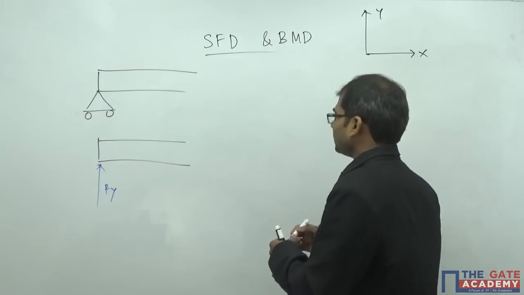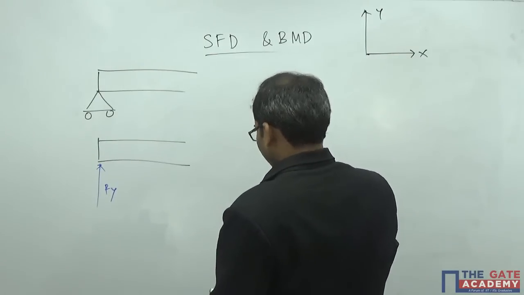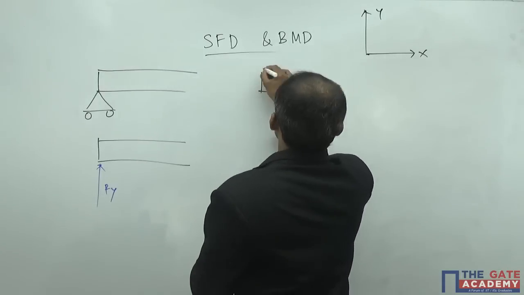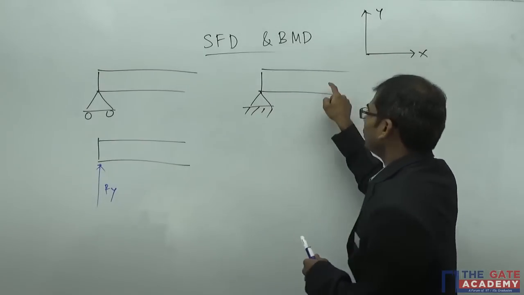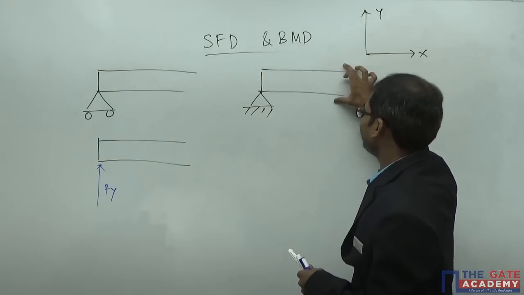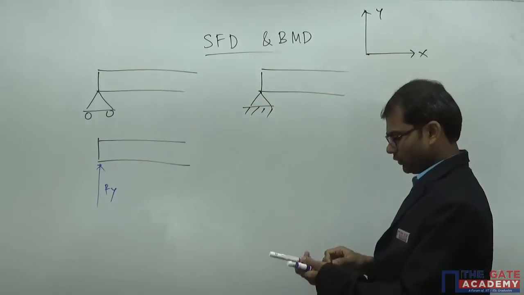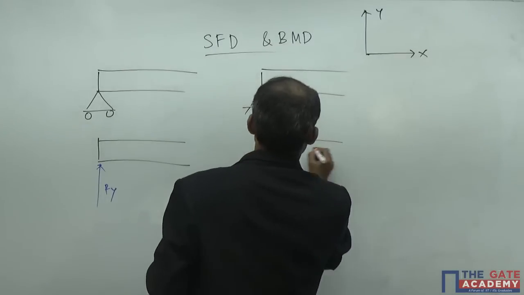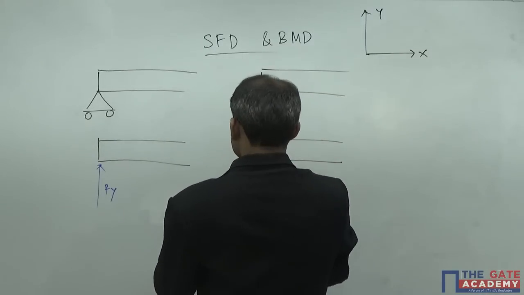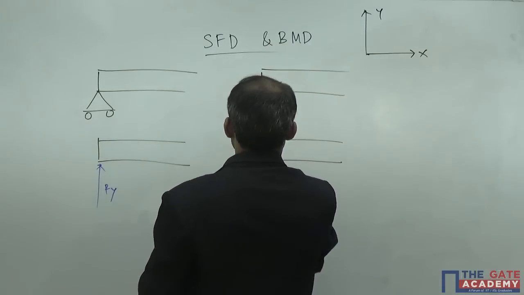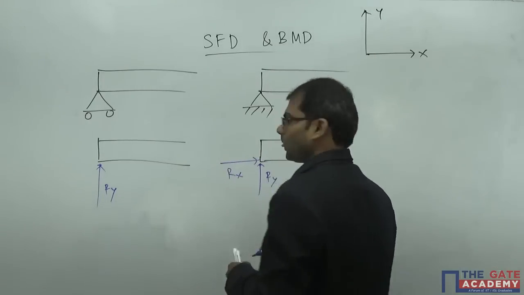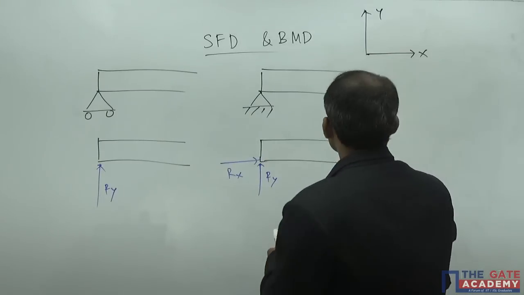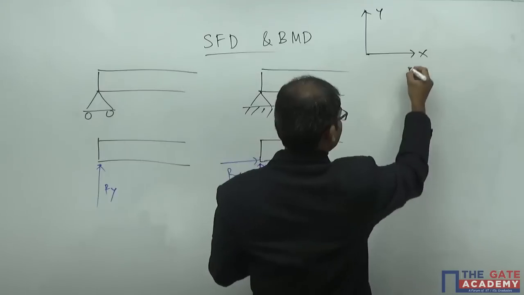But if you go with the hinged support, it will be like this. This will not allow the beam to move in either x direction or y direction. So if you draw the free body diagram of this particular beam, you will have two reaction forces: one along y direction, one along x direction. In the same way, if you go with the fixed support, it will look like this.